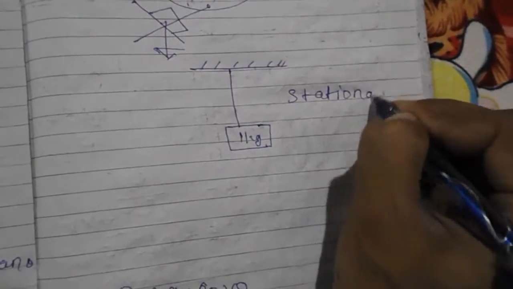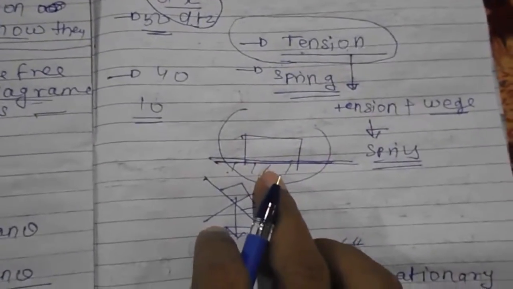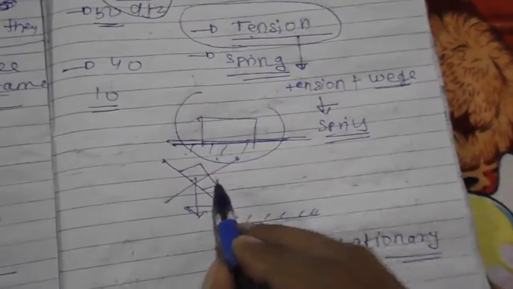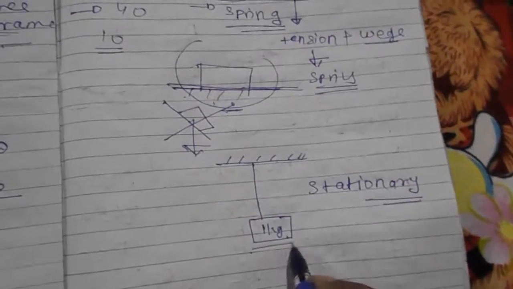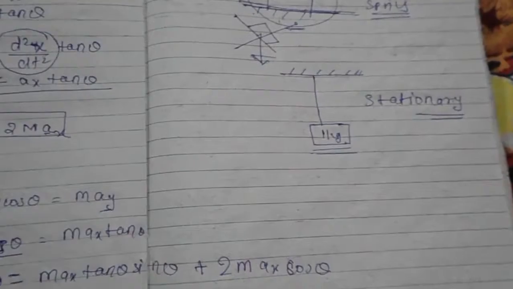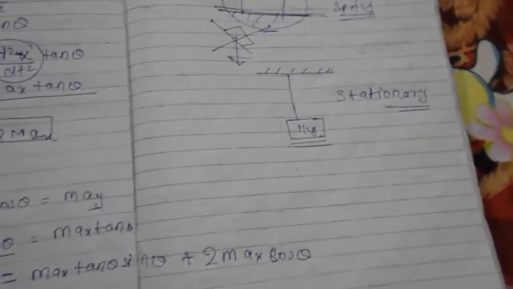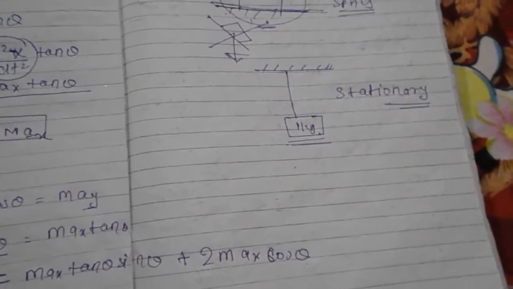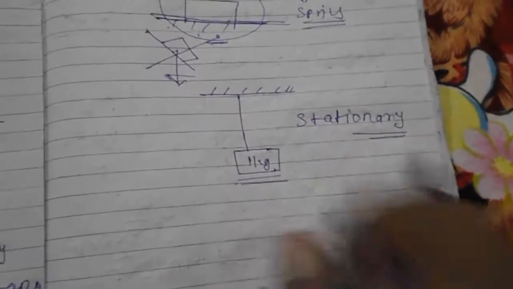Look at the pattern here. To explain this thing, I assumed it is in a stationary state. Here again, to explain it, I gave you a stationary state. So see the importance of a stationary state.